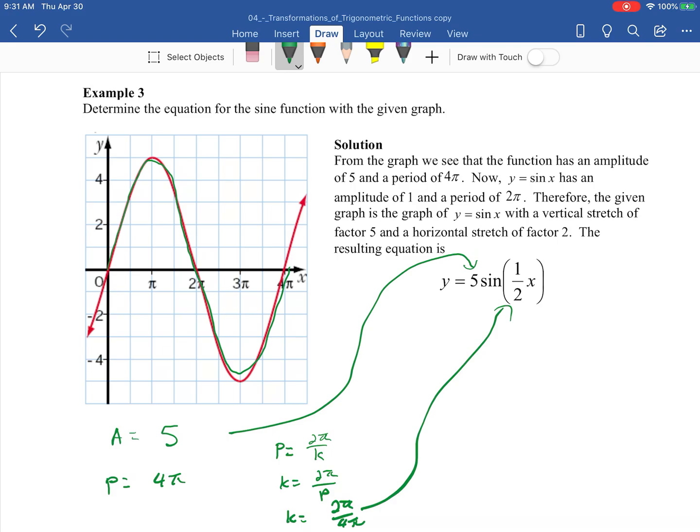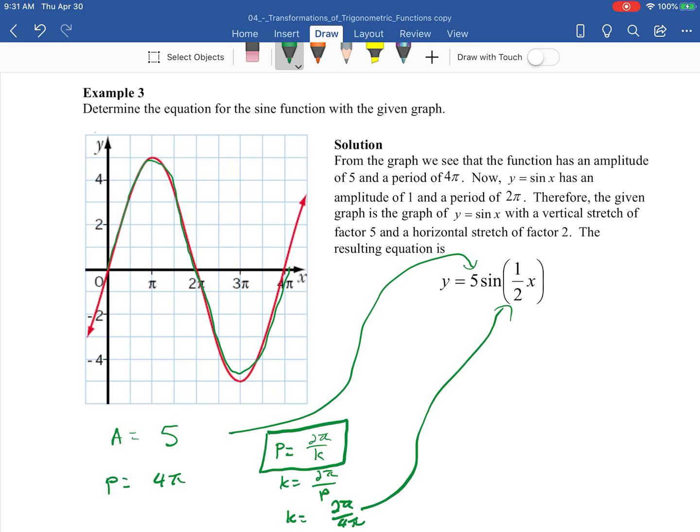So the formula is a really nice way to handle that. If you're thinking, well, I can think that through. The original period was 2 pi. Now it's 4 pi. It's been doubled. That means it's been horizontally stretched, factor 2, so I need a 1/2 in the brackets. Yes, that all works. That's perfectly fine. But the formula does all that thinking for you. So that's a very nice formula for dealing with periods and K values.